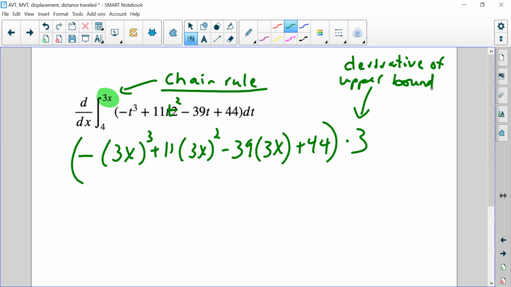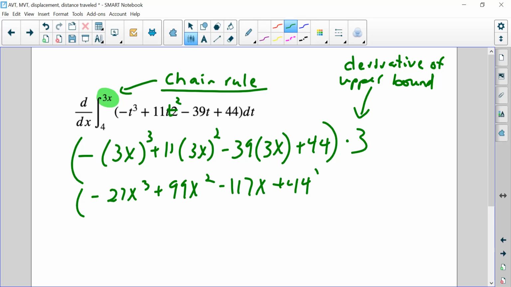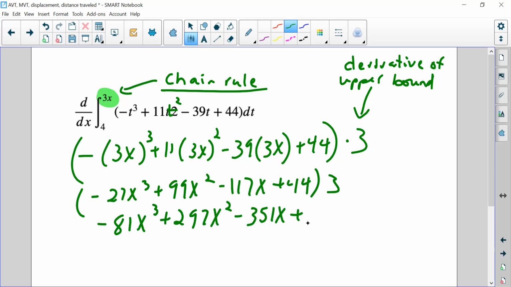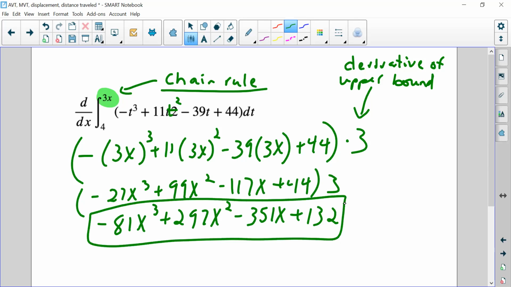All right, so now I've got to do some algebra. I've already done it, so I'm going to save myself a little brain work here. So this is negative 27x cubed plus 99x squared minus 117x plus 44. Still need to multiply it by the 3. So that's negative 81x cubed plus 297x squared minus 351x plus 132. So still not too bad, but that was a little bit of extra work there.